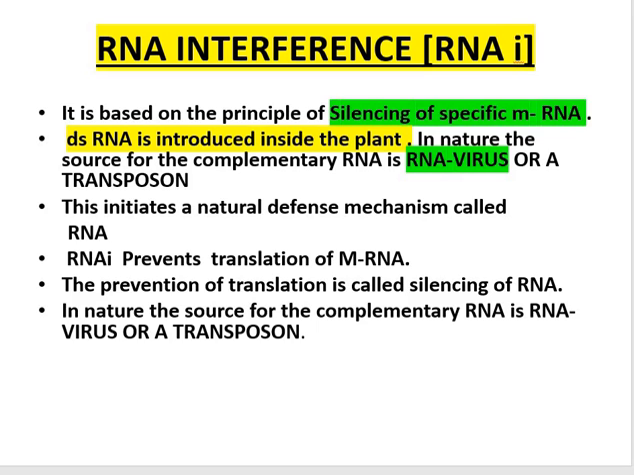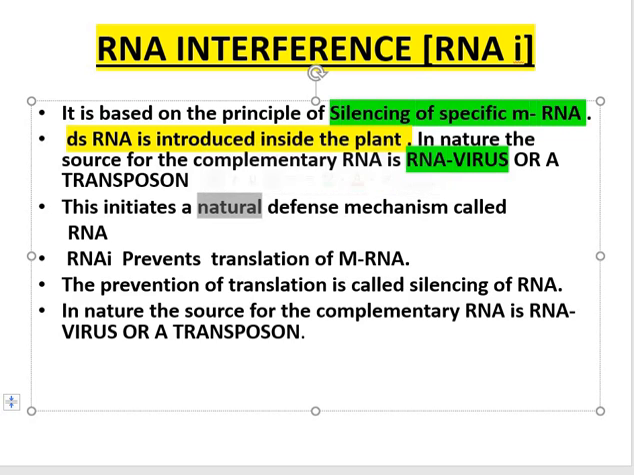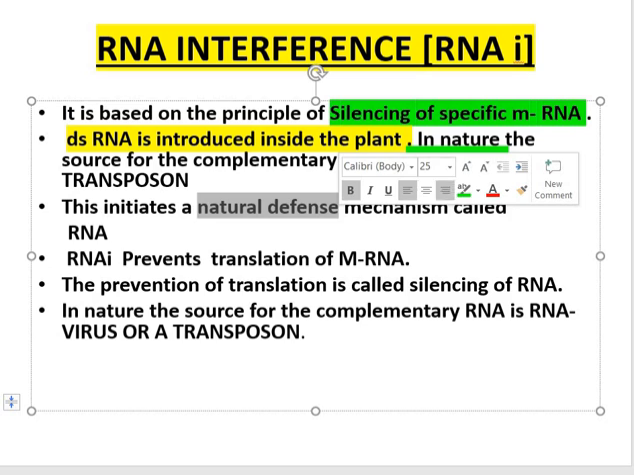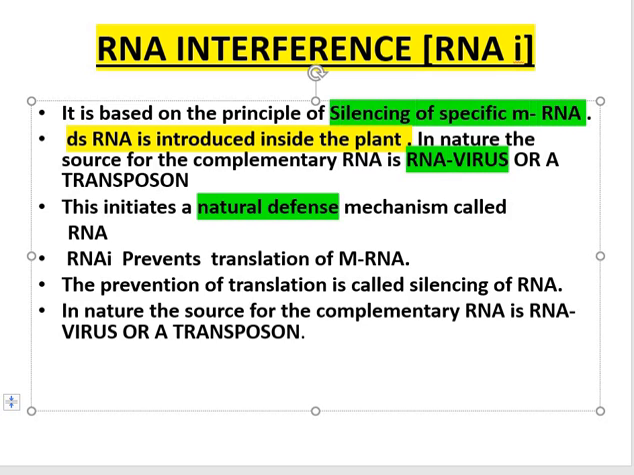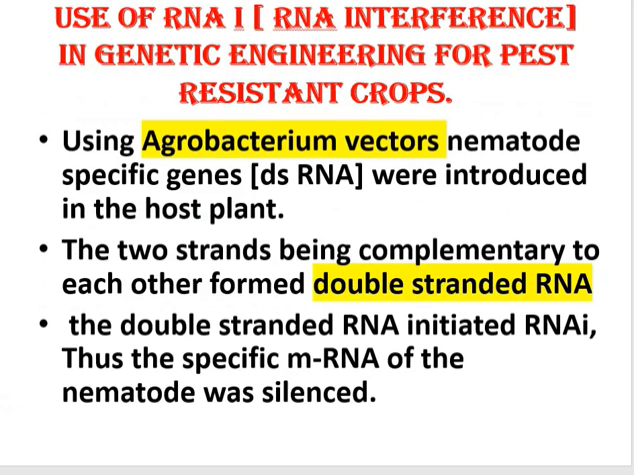So now this is what happens in eukaryotic plants or organisms as a natural defense mechanism. Now the scientists tried to use this natural defense mechanism, which is called RNA interference, to protect the tobacco plants from the infection of Meloidogyne incognita. Now let us see how exactly they did this.